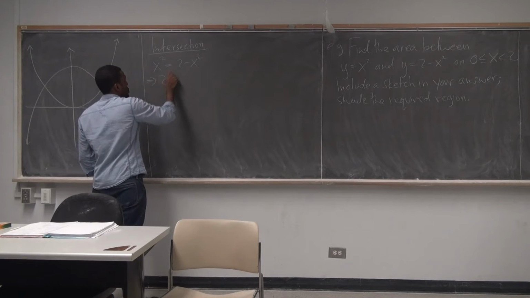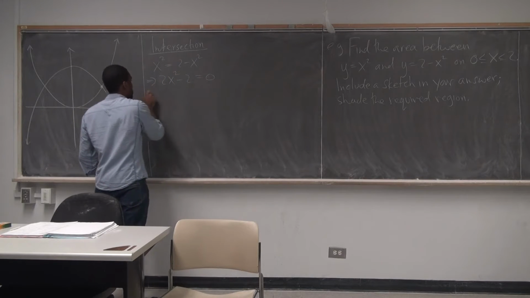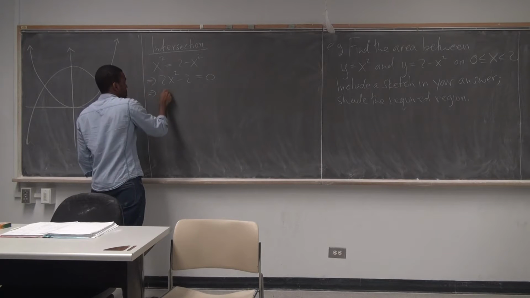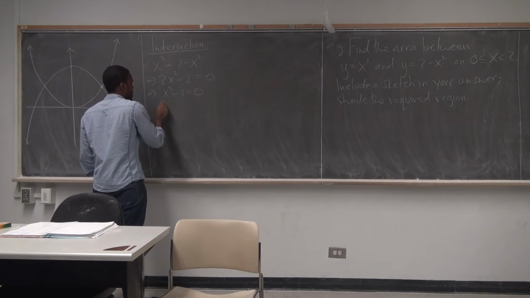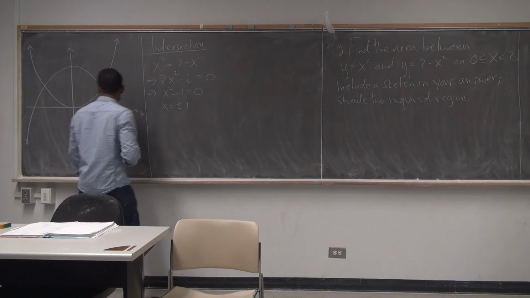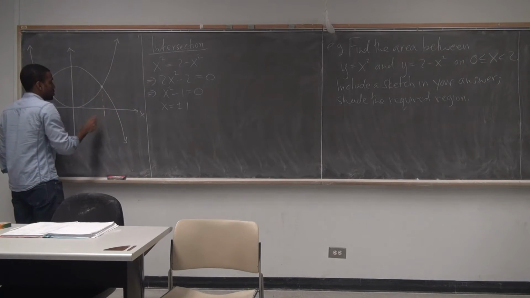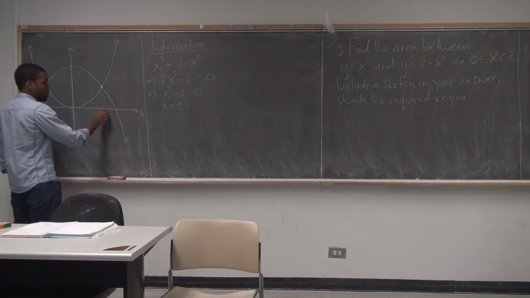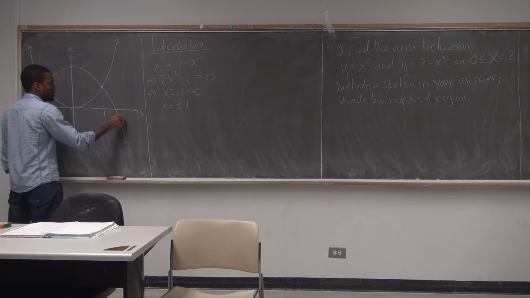So I will get 2x squared minus 2 equals 0, which gives me, that's just basically x squared minus 1 equals 0, so I get x equals plus or minus 1. Right? So this guy here is 1, this guy here is minus 1. So where do we have to go? From 0 to what number? To 2, which is more than 1. Right?